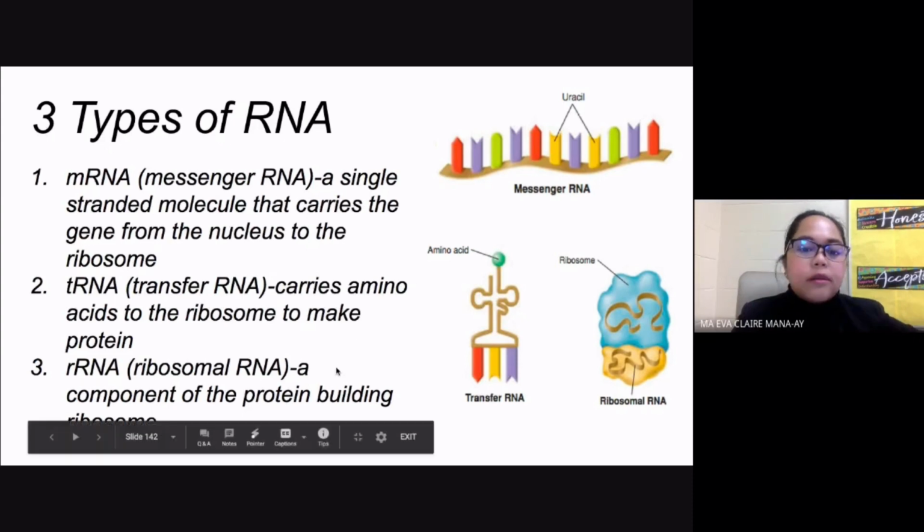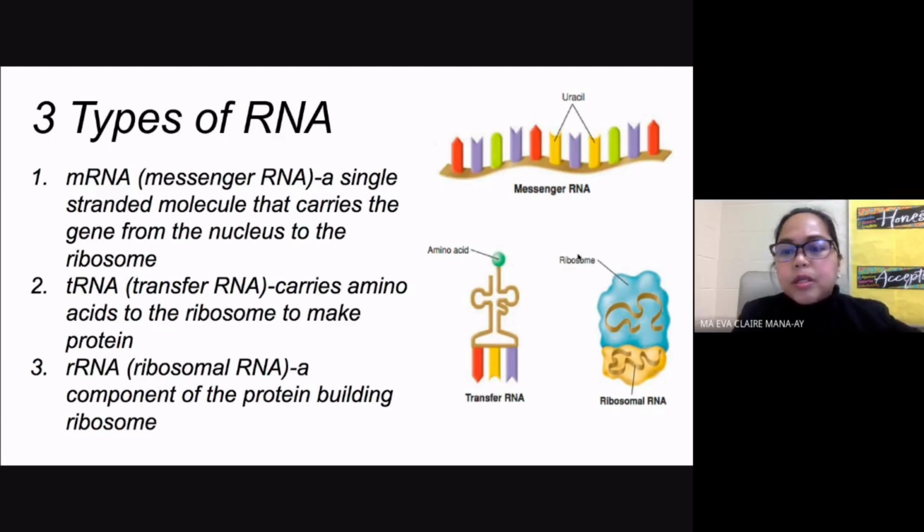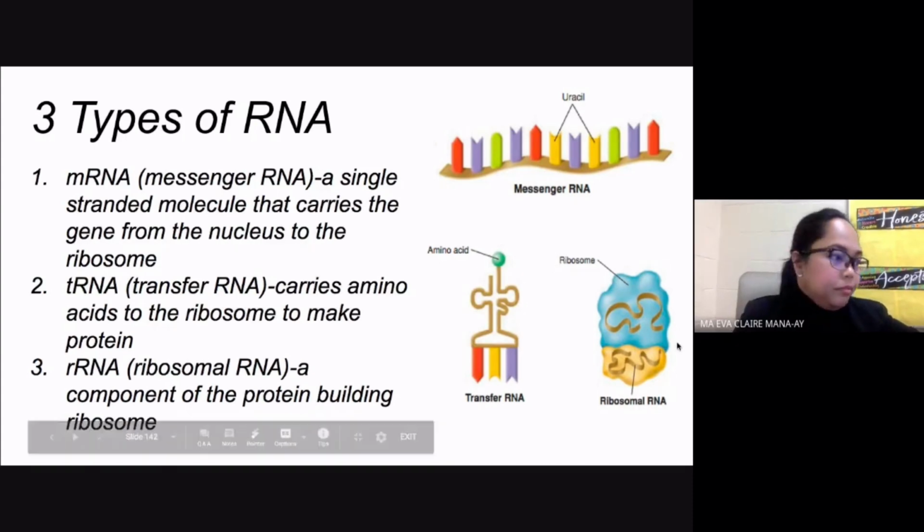Now, of course, you also have the 3rd type, which is your rRNA or ribosomal RNA, which forms a part of your ribosome. Remember your ribosome, this is the organelle where the proteins are made. Okay, these are naked organelles where proteins are made, and your ribosomal RNA would form part of your ribosome.